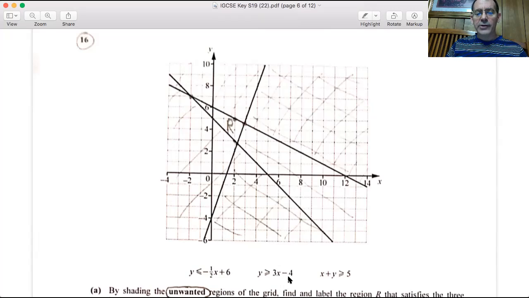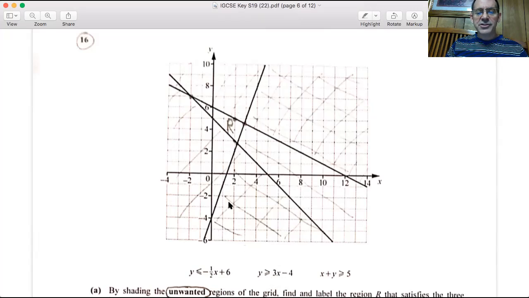Then we have y greater than or equal to 3x minus 4. Again, it's in slope-intercept form. Crosses the y-axis at negative 4. That's this one right here with a slope of 3. So you can count 1, 2, 3 over 1. So you can see it's this line right here. And it says greater than or equal to, which would be the upper side of the line. So the unwanted is the lower side, below the line.